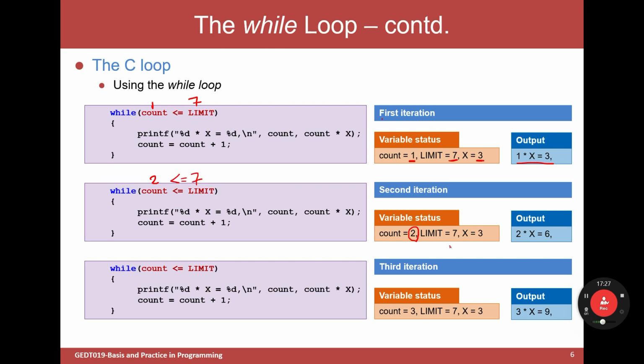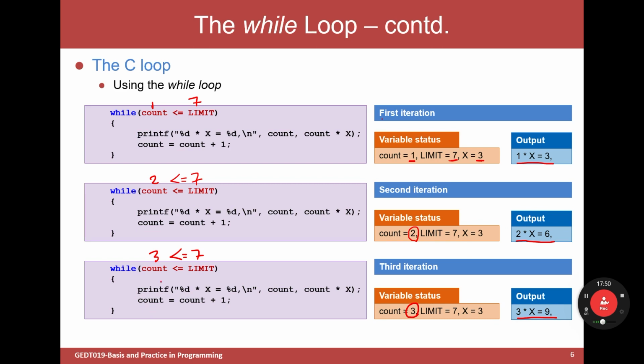Then run the block again. So it will print this line of code on the screen. And then count increased. Now count became 3. So now 3 is smaller than or equal to 7. Yes. So print this one again. So this one will print x. It will print this one. And then it will check count again.